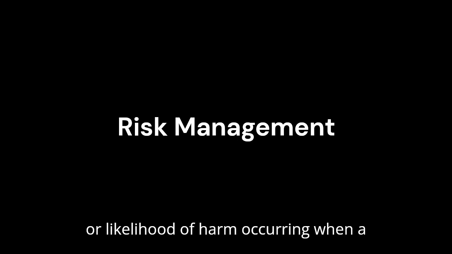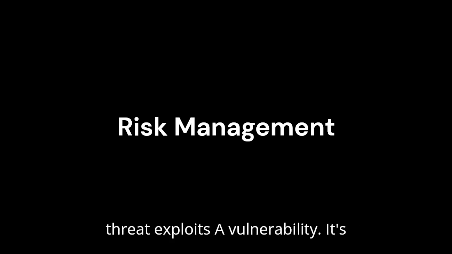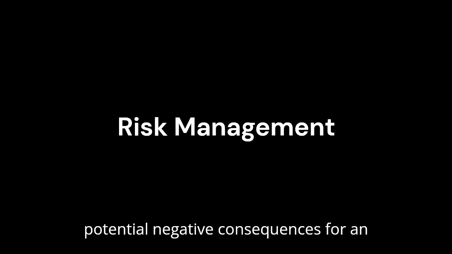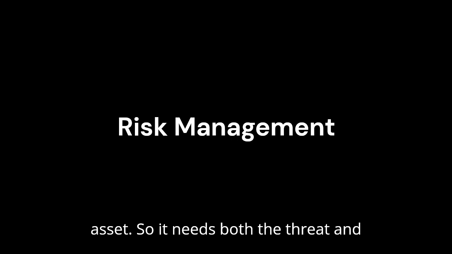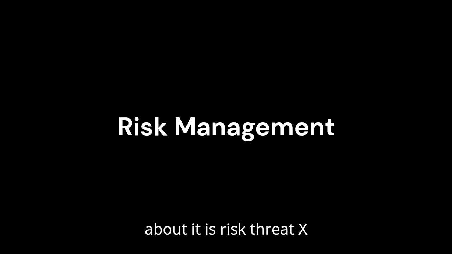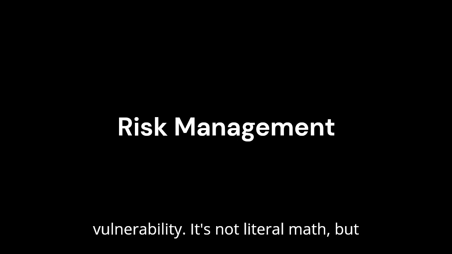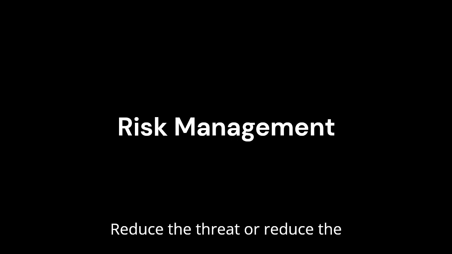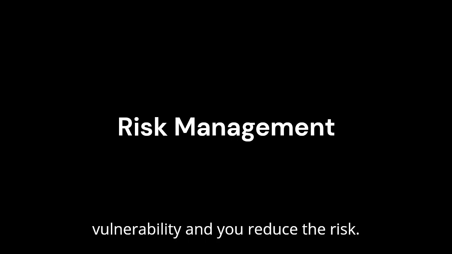How do we tie all this together to define risk? Risk is the probability or likelihood of harm occurring when a threat exploits a vulnerability. It's where threat and vulnerability meet with potential negative consequences for an asset. So it needs both the threat and the weakness. Yes. A simple way to think about it is risk = threat x vulnerability. It's not literal math, but it shows risk depends on both factors. Reduce the threat or reduce the vulnerability, and you reduce the risk. That's a really helpful mental model.